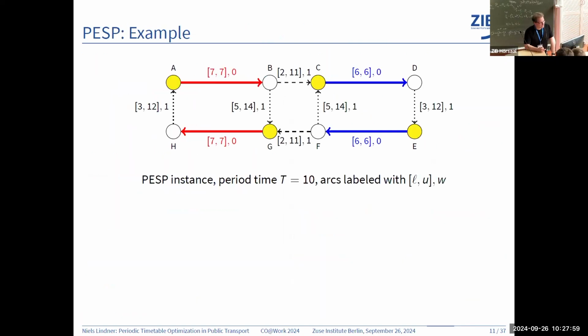To give an example, that would be a small event activity network. We have 2 lines, a red one and a blue one. They meet at the common station in the middle, and the dotted arcs are turnarounds and the dashed arcs are transfers. And you see lower bounds, upper bounds, and weights.